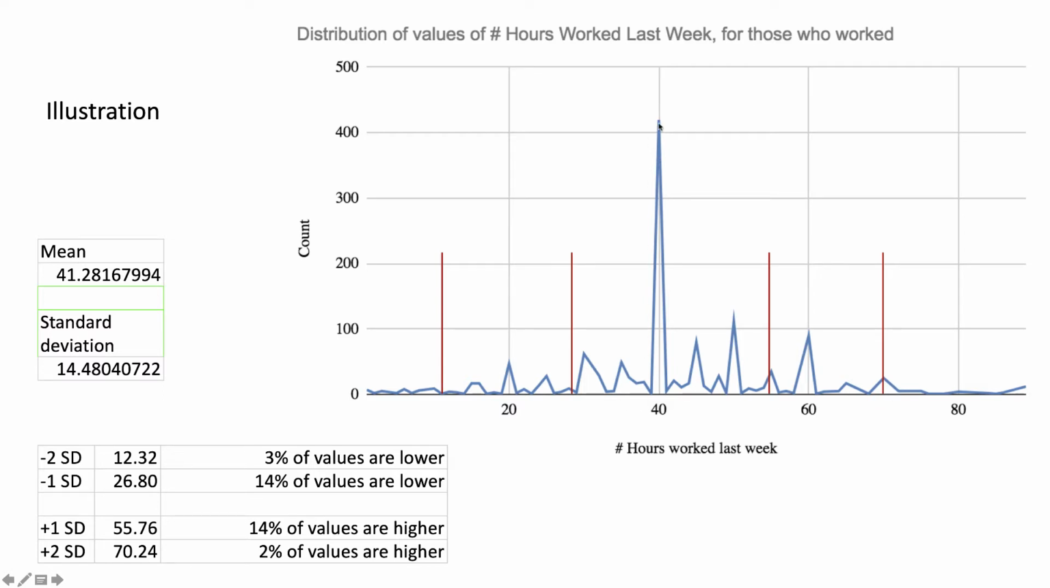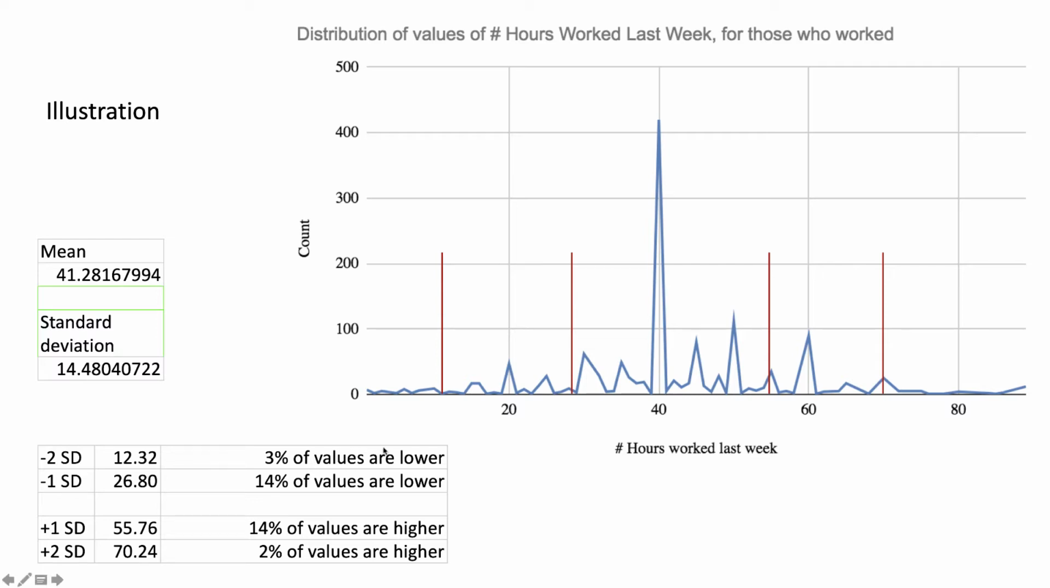You can see where the mean is. The mean is at about 41. You can see where 1 standard deviation below and 1 standard deviation above, and 2 standard deviations below and 2 standard deviations above. And I went and looked at the data and figured out what percent of cases were here, more than 2 standard deviations away from the mean. And it turned out that that was all cases with 12 hours or fewer working, and that was 3% of the values in the entire sample.